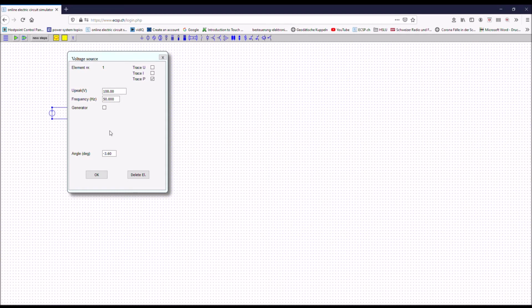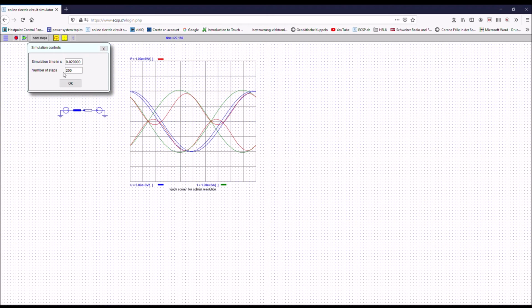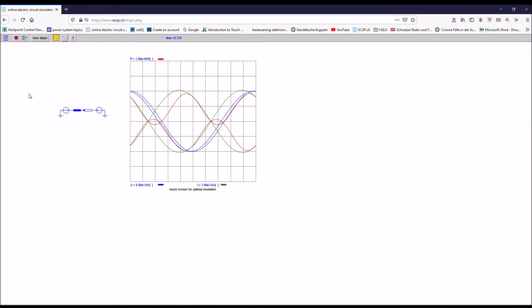When the simulator is running, I can change the phase angle of the source. The phase angle of the source can also be changed on the input mask here. Here I want to demonstrate what you can do with this phase shift I have been addressing just before. You can simulate the power exchange between two sources.